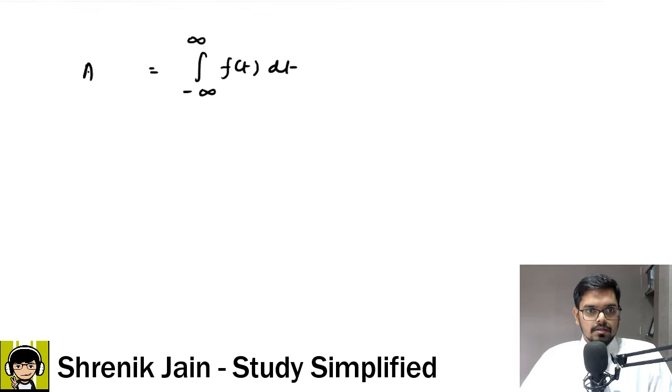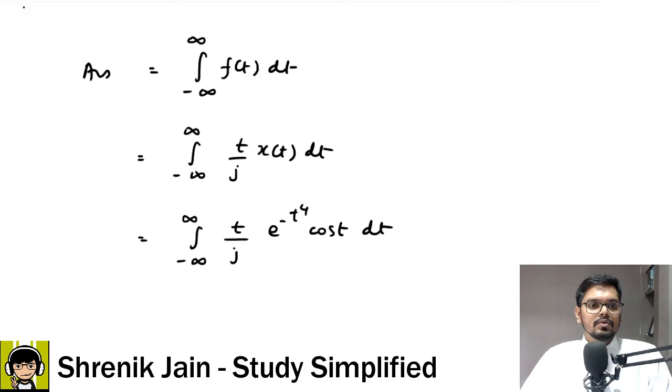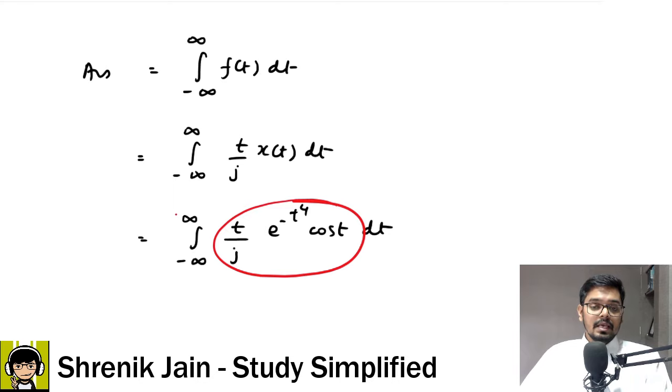If we do the substitution, it is the integral from minus infinity to infinity, and then we have t by j x of t dt. And what was our x of t? So the integral from minus infinity to infinity of t by j, and then x of t was e to the power minus t to the power 4 cos t dt. If you see carefully, we can use the property of integration to solve this question. So the definite integral property says, whenever you have minus a to a as the limit, check your function whether it is even or odd. If the function is odd, integration is 0. If the function is even, then 2 times the integral from 0 to a of f of t dt. This is how you solve.